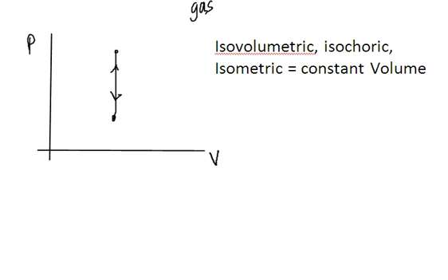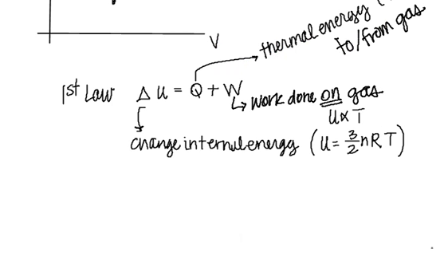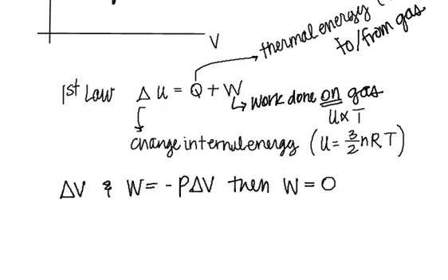The first law of thermodynamics is delta U equals Q plus W. So the change in internal energy is equal to the thermal energy added to or removed from the gas and the work done on the gas. If there is no change in volume, tell me about the work done on the gas. So then the first law reduces to: the change in internal energy is equal to the thermal energy added to or removed from the gas.